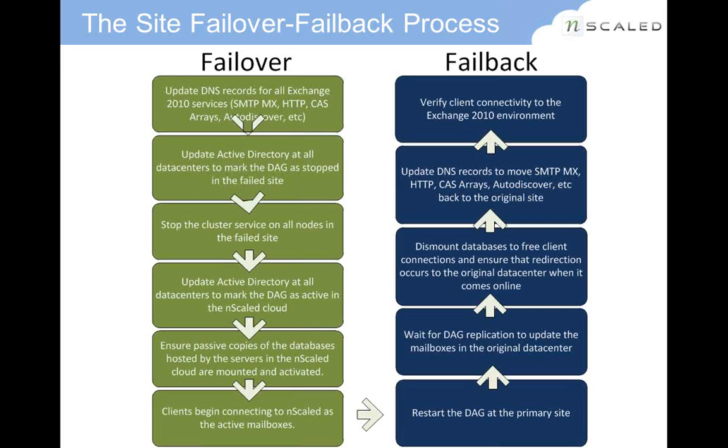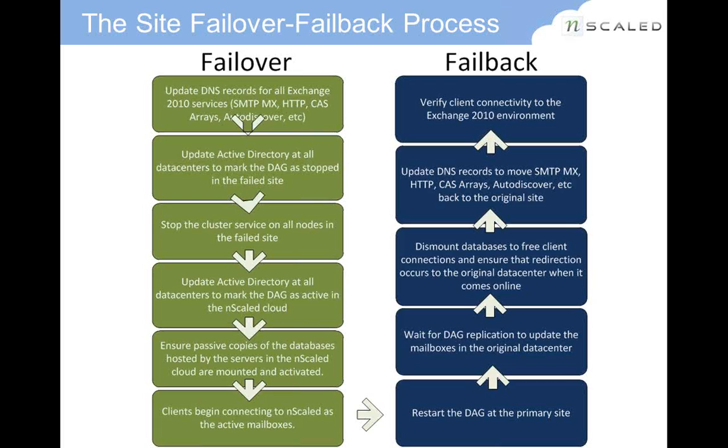You would update Active Directory at all the data centers and mark the DAG as stopped in the failed site. This is actually really easy to do. It's a PowerShell command. You would stop the cluster service in all nodes at the failed site. Obviously, if the failure is really severe, that's going to take care of itself. So if the servers have died, the cluster service is going to be stopped by nature of the servers being down. You would update Active Directory at all the data centers and mark the DAG as active in the cloud on the Nscale side. And you'd ensure that the passive copies of the databases hosted by the servers in the cloud are mounted and activated.